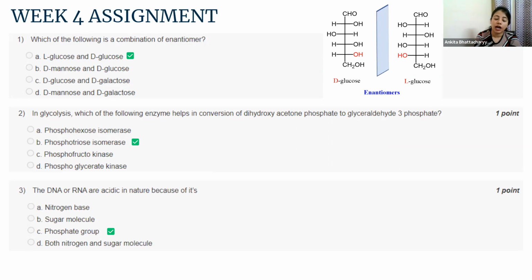Because the nitrogen base does not have any groups that can confer acidic nature to the entire molecule. And the sugar is of course also uncharged, and it does not do the same. So it is mainly the phosphate group which is responsible for contributing towards this acidic nature. So that's question number 3.